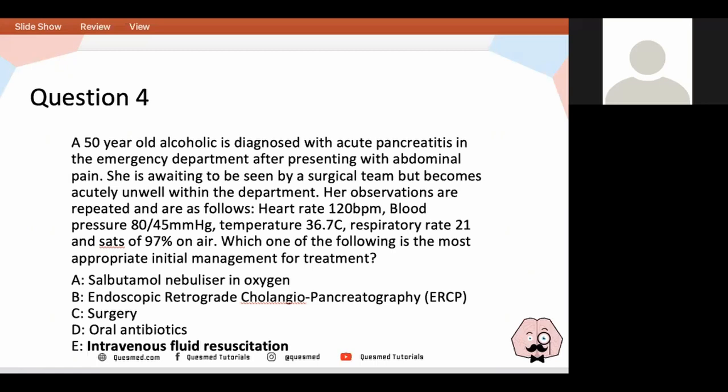In some hospitals, patients with pancreatitis are actually managed under the care of medics. And that's because the mainstay of management of pancreatitis is your supportive measures like IV fluids and good analgesia and antiemetics. Antibiotics are not indicated unless there's a clear source of infection associated with the pancreatitis.